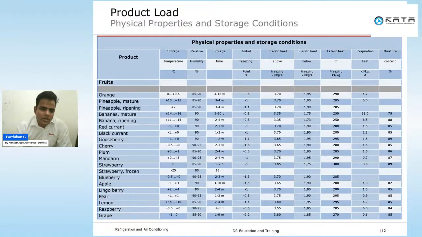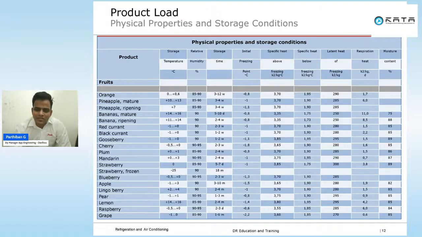If you see the table, you have most of the products, all the fruits. In this table, you can see the specific heat above freezing, then the specific heat below freezing, then the latent heat of freezing. The specific heat above freezing for orange is 373.7 kilojoule per kg degree Celsius. Specific heat below freezing is 1.95 kilojoules per kg degree Celsius. Then the latent heat of freezing is 290. So these three data are available here in this table. With these three data, you can calculate.